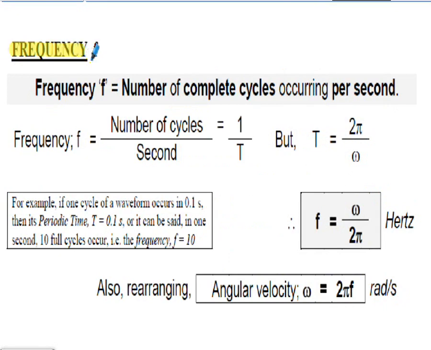The frequency, lowercase f, is the number of complete cycles occurring in a second. The frequency is the reciprocal of the periodic time. It's 1 over the periodic time. So if T is equal to 2 pi over omega from our previous definition, then frequency is omega over 2 pi. And frequency is in terms of hertz. We could also rearrange that for angular velocity if we wanted to. Omega is 2 pi f, radians per second.